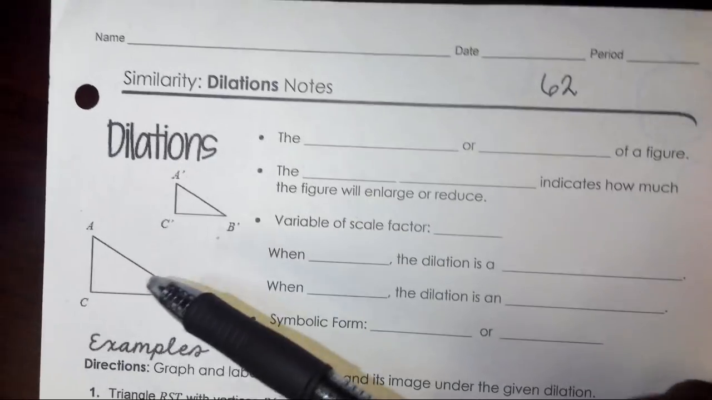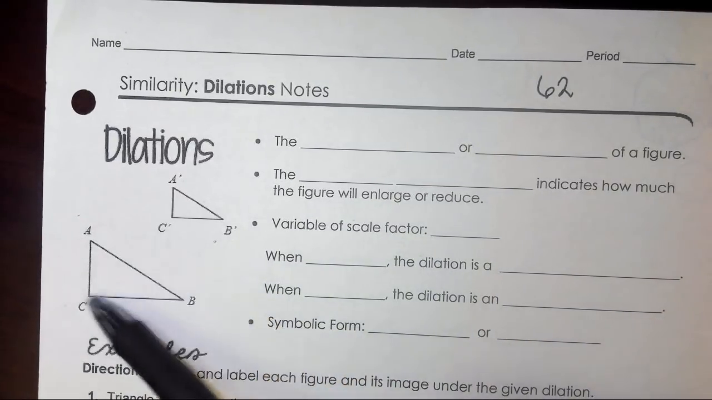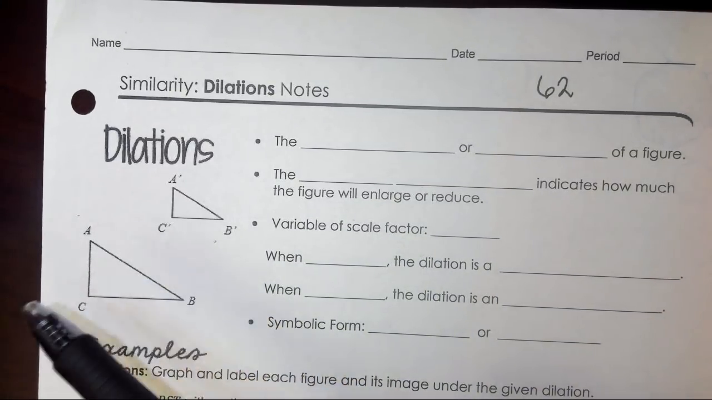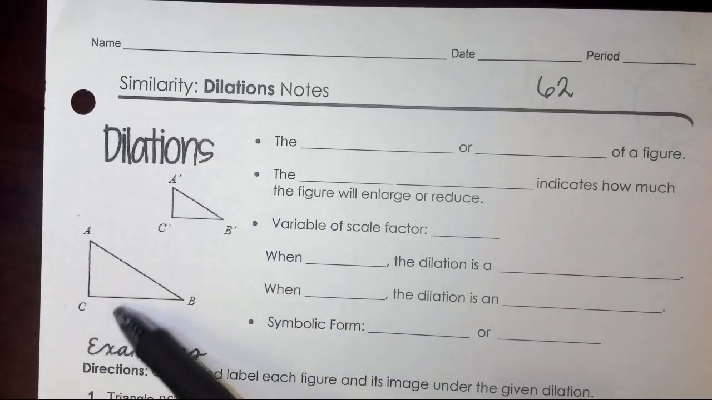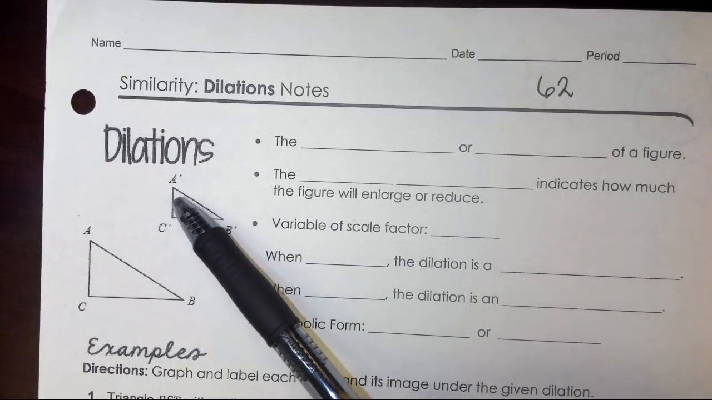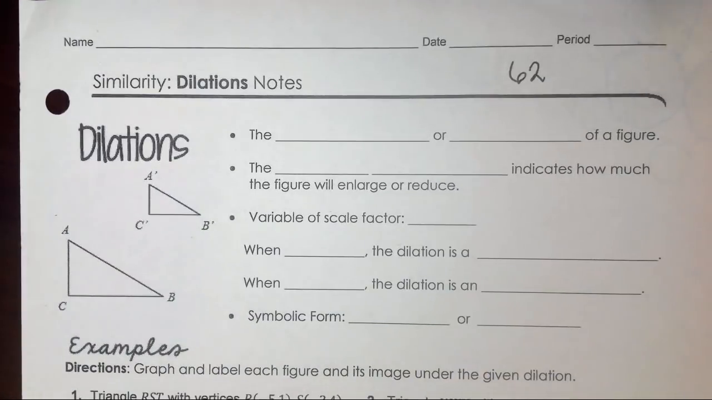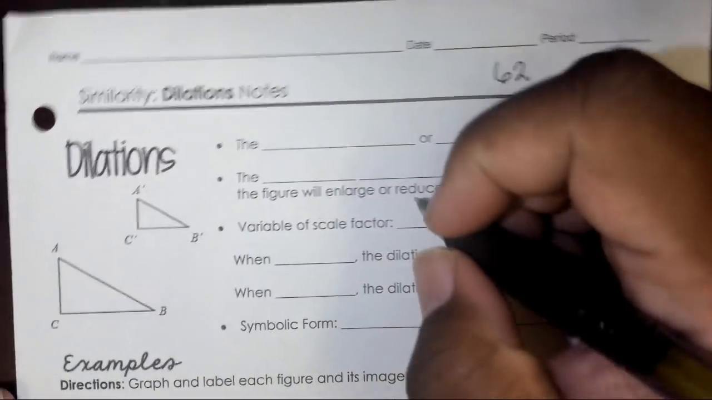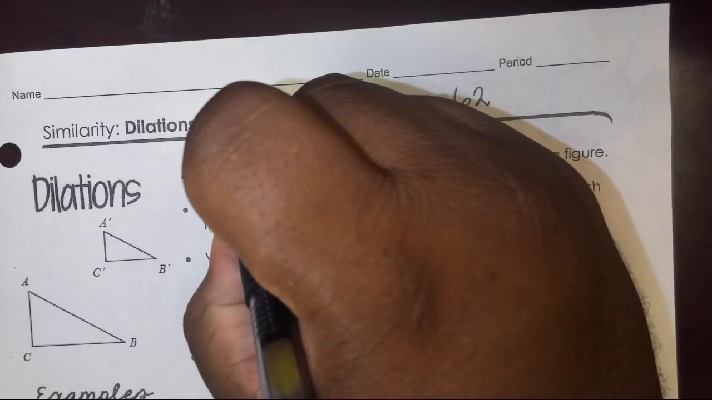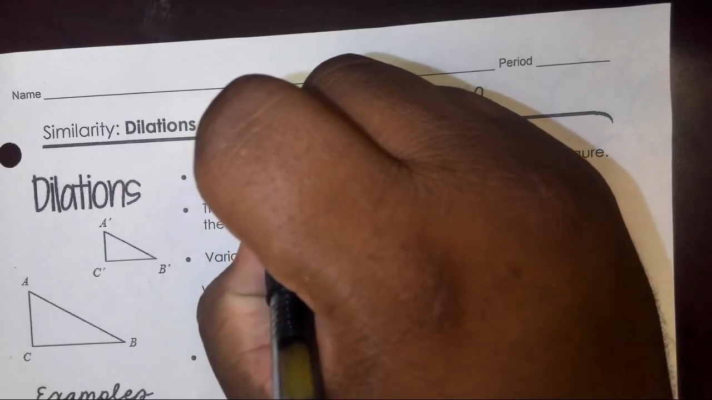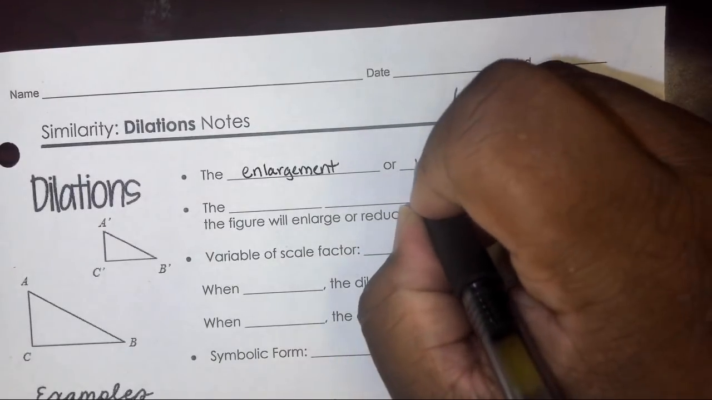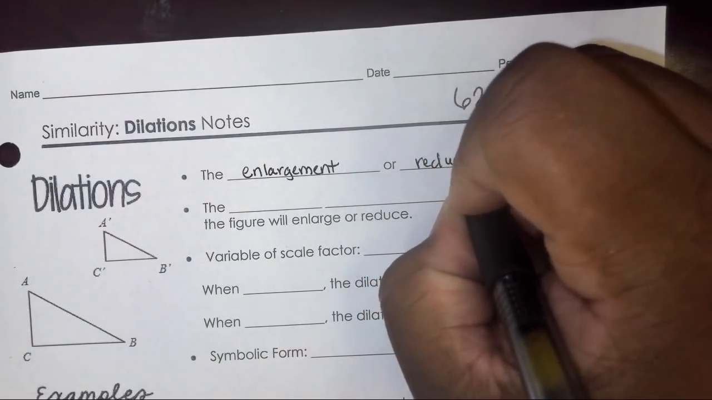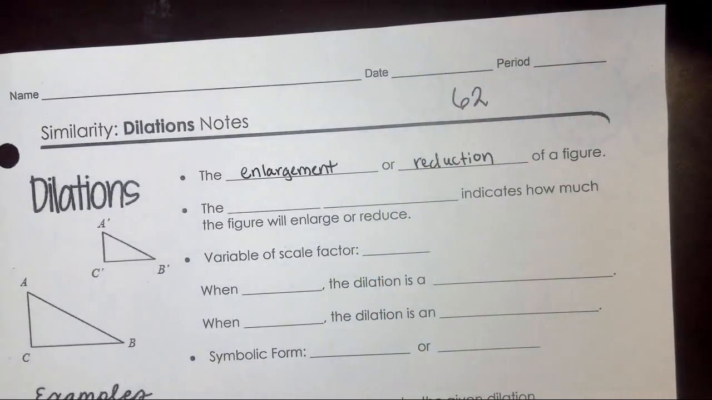If you look at this one here, we've got the original shape, our pre-image. It shrunk down to this one, the image. So this dilation right here was a reduction, what we call a reduction. We've got two types of dilations we're going to do. We're going to either do an enlargement or a reduction.